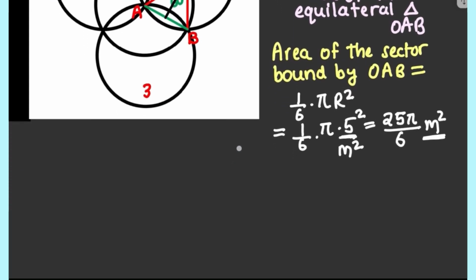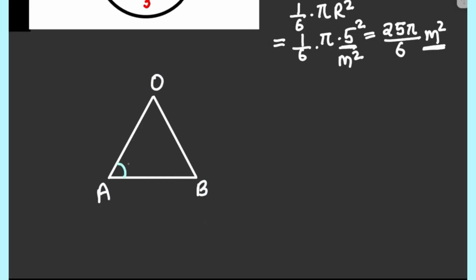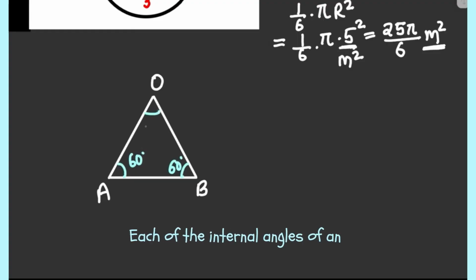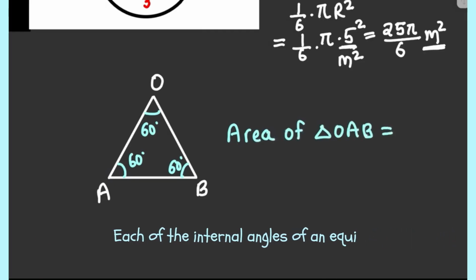Let's do one thing. Let's redraw this triangle over here. I don't know if this is exactly an equilateral triangle, but we're going to call it an equilateral triangle. Which one? OAB. We know that each of these angles is 60 degrees. To find the area of this triangle, OAB, what do we need to do?